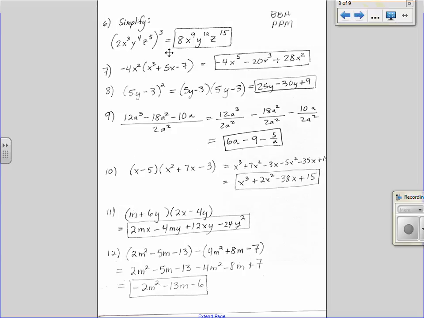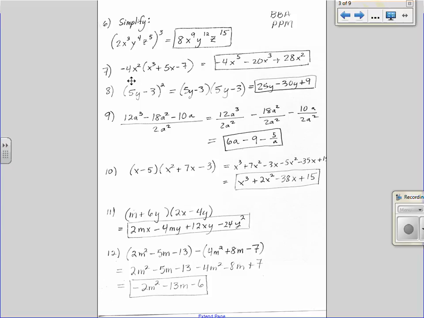Here we're simplifying. Remember, base, base, add, and power, power, multiply. So we're doing a power of a power, so we'll have to multiply those numbers. So we also have 2 to the third power. 2 times 2 times 2 is 8.